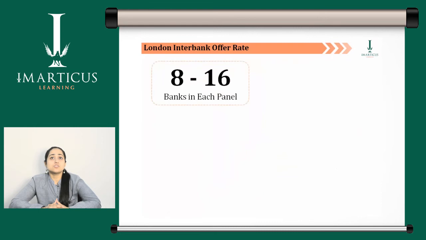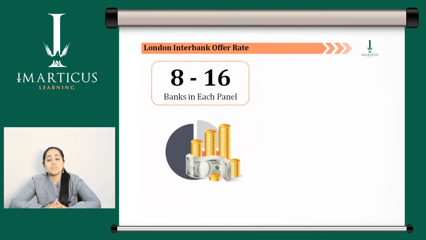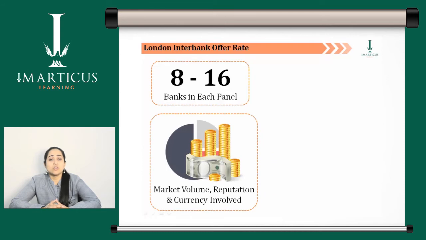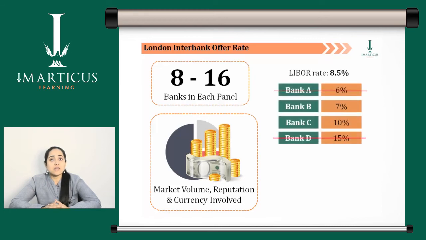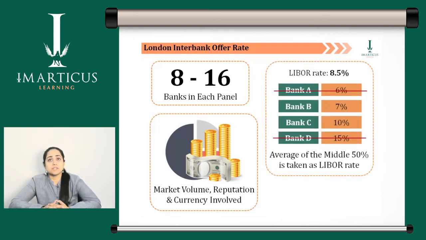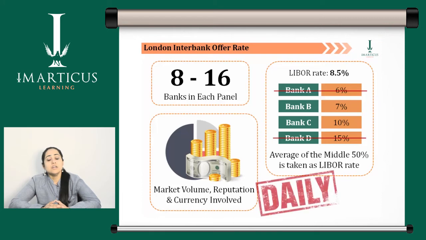Each panel consists of at least 8 and a maximum of 16 banks. The banks are assessed on their market volume, reputation, and understanding of the currencies involved. Once the rates are collected, the highest and lowest 25% of the rates are eliminated. The average of the middle 50% is taken and published as the Libor rate. This rate is published on a daily basis, which we also call the floating rate of interest.